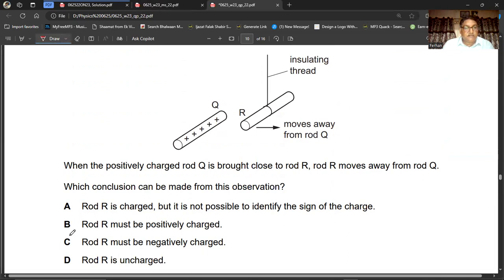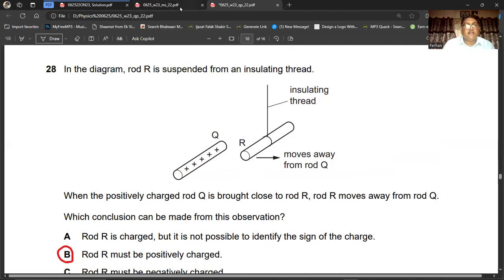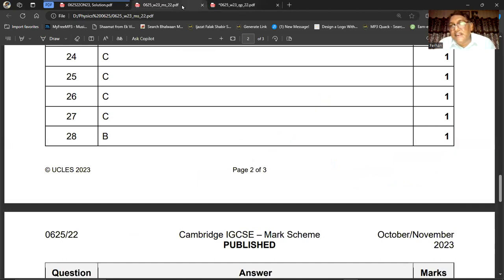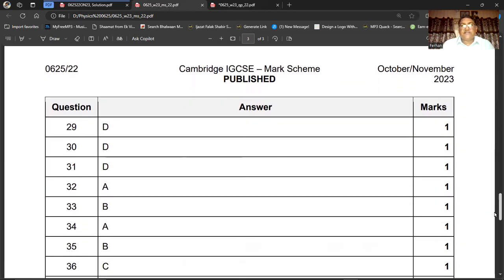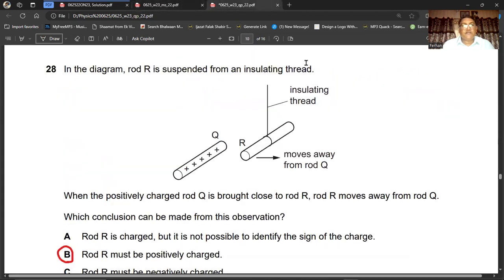So the R is positively charged. So I think B is the answer. So let's check. This is question number 28. Question number 28, B is the right answer, sir. B is the right answer. So now we are going to the next question. That is question number 29.